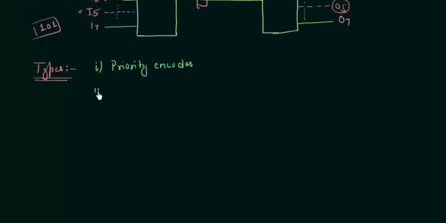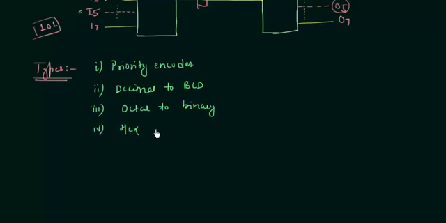The second type of encoder is the decimal to BCD encoder. The third type is the octal to binary encoder, and the fourth and last encoder that we have to see is the hexadecimal to binary encoder. So this is all for this presentation, a small introduction about encoders. From the next presentation we will discuss the encoders and decoders in brief. So see you in the next one.